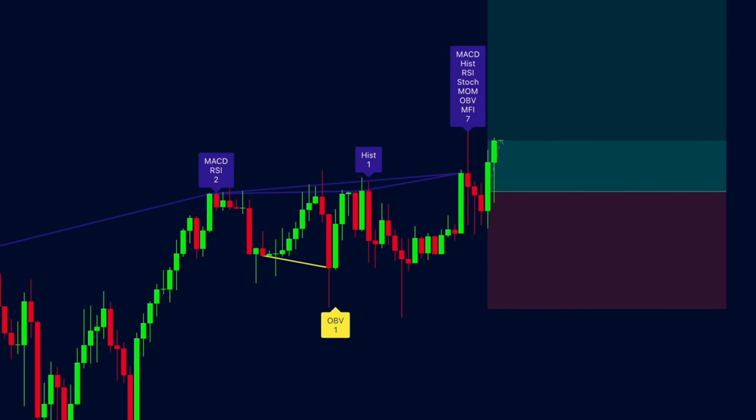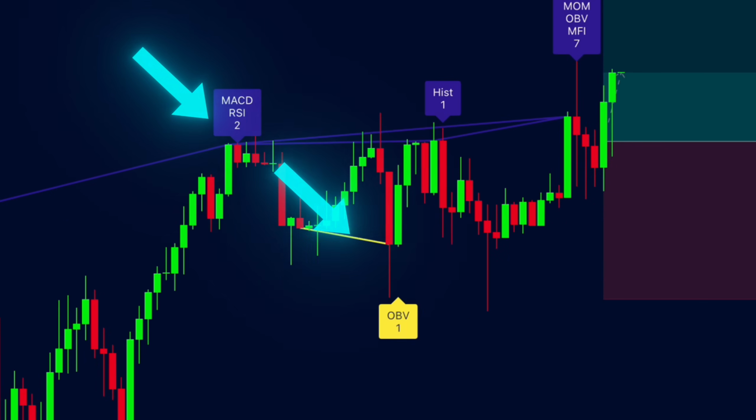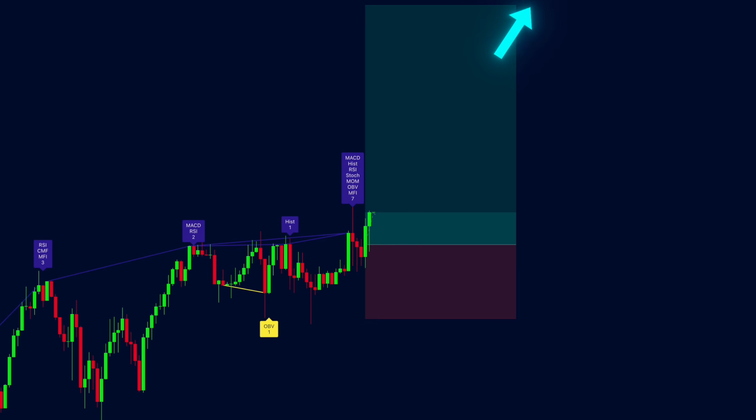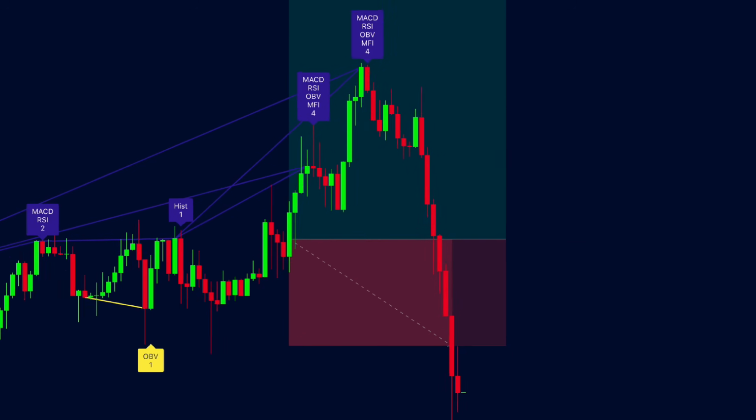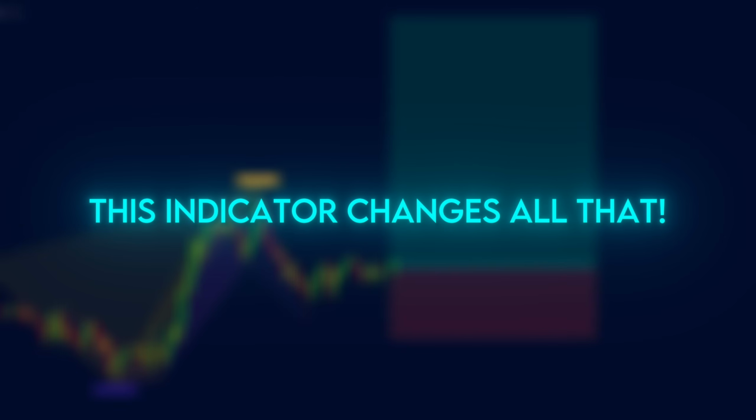You know what's wrong with most divergence indicators? They show you dots or arrows, but you never know when those dots really mean something. And that's exactly why traders end up jumping into reversals too early, or fading pullbacks that never actually finish. This indicator changes all that.